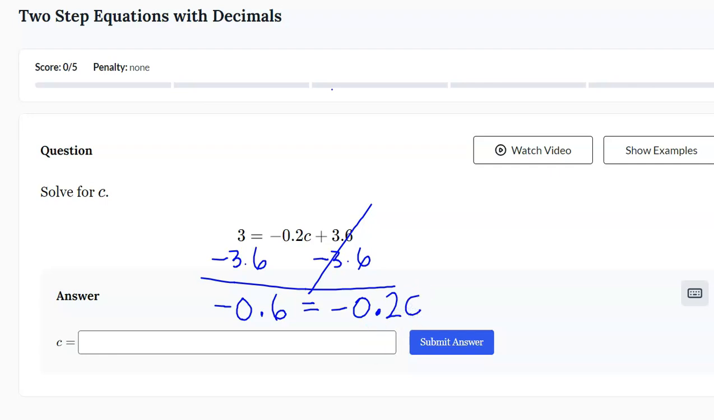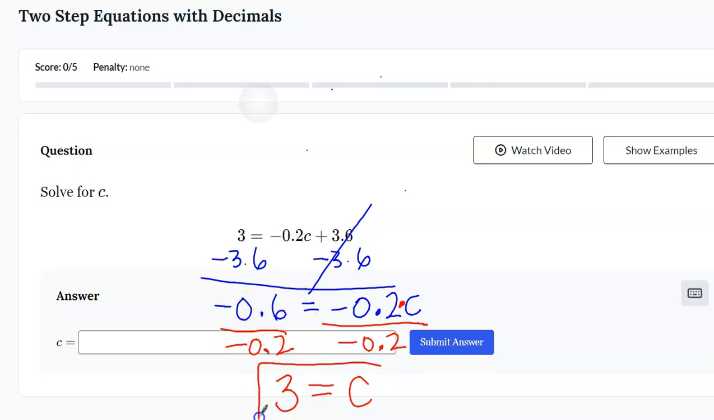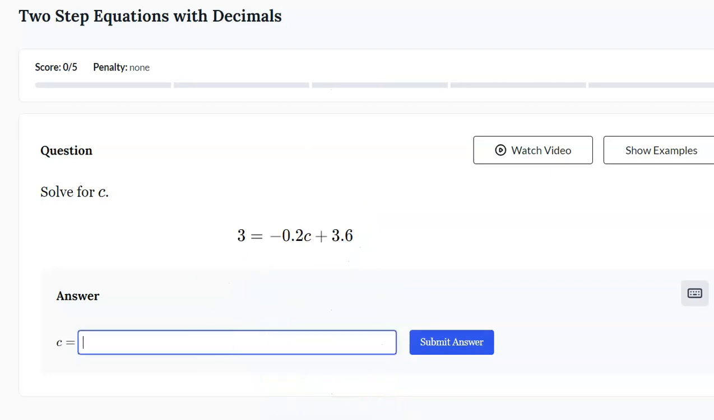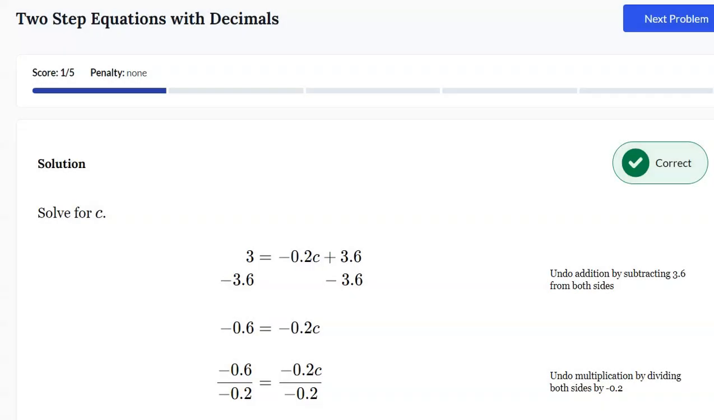This time I'm going to clear my coefficient, which is timesing by negative 0.2, and the inverse is dividing by negative 0.2. Pick up my calculator, negative 0.6 divided by negative 0.2, and I get positive 3. I'll type that in here and submit.